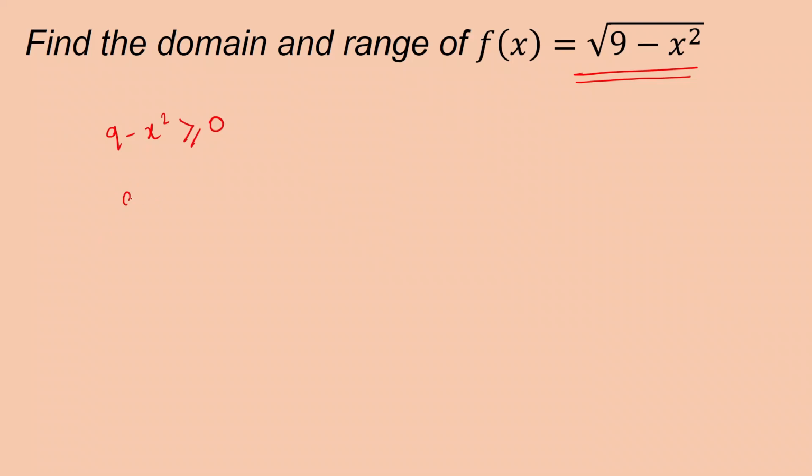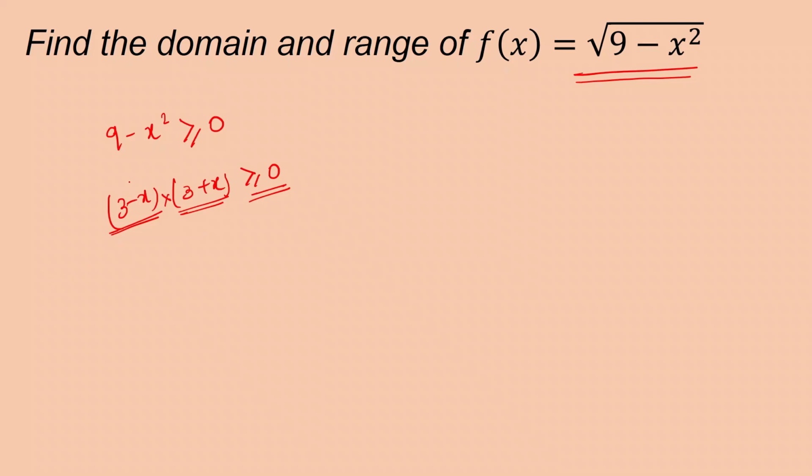All right, so 9 greater than or equal to, okay, let's factorize this. So it's 3 minus x times 3 plus x greater than or equal to 0. Now this has to be understood. Okay, so you are given two numbers, 3 minus x and 3 plus x, and you are told that when you multiply these numbers it is something positive. So what are two cases?